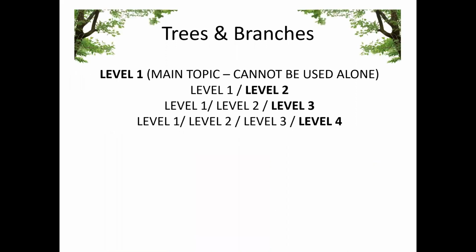I mentioned earlier trees and branches. So level 1 would be the main topic. That's a topic you cannot use alone. You can use the general with it, but you can't use that just alone. And something like the general would be level 2. That would be the first subheading. Then you can go down to a second subheading to be more specific, and as far down as a third subheading to be even more specific.